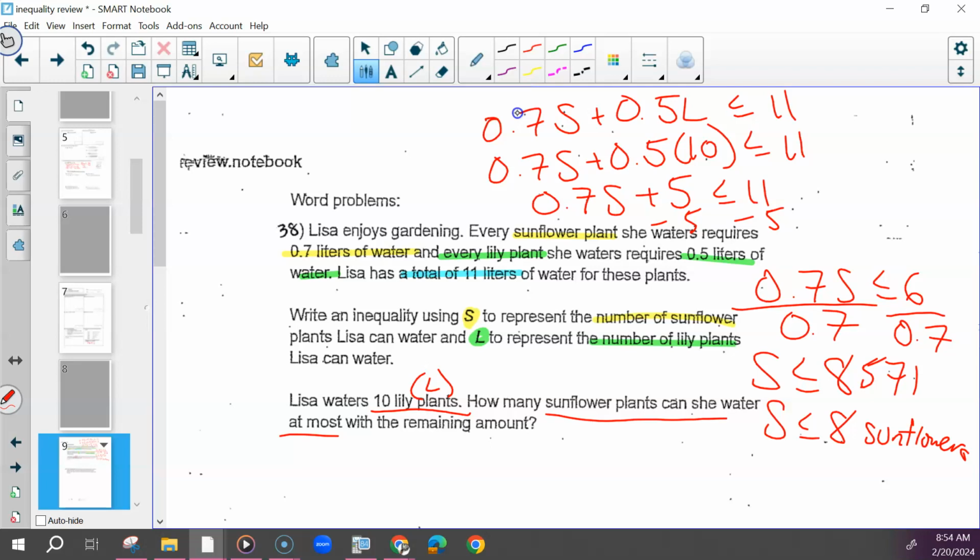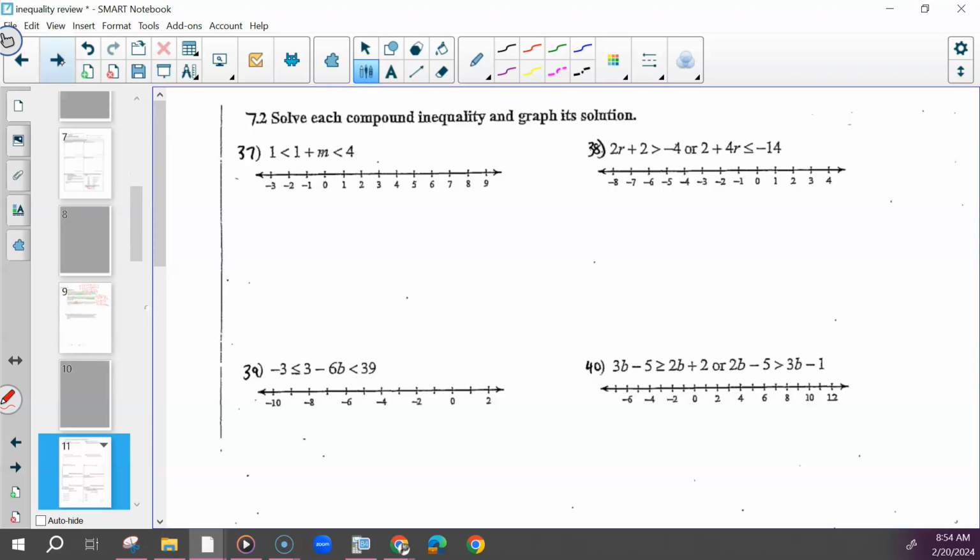37 is your and, so we have to get rid of 1 by subtracting it from all sides. And then graph it, starting at 0, ending at 3. They're both open, with a line connecting them. If we were to write the interval notation, that would start at 0, end at 3. They would both have parentheses. Other questions on this page?